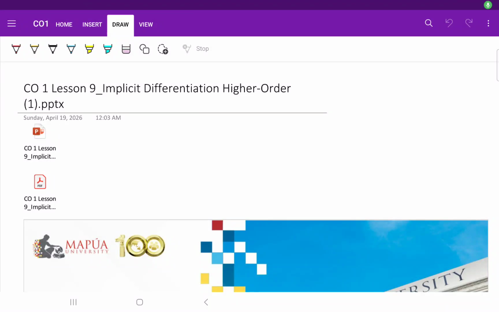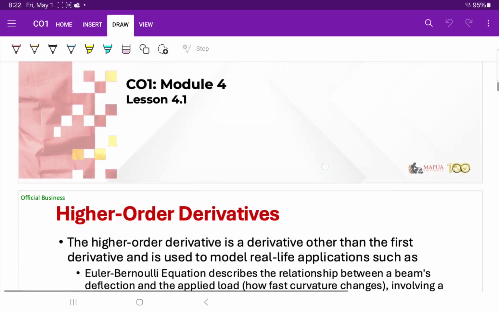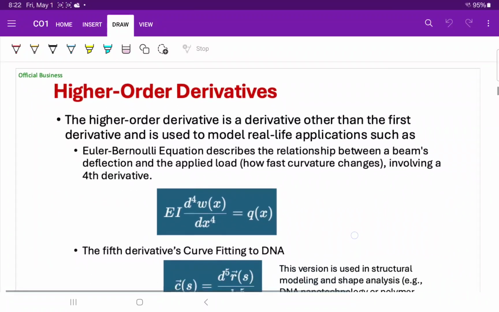Hello guys, this lesson is about implicit differentiation and higher order derivatives. So we start first with how we solve for higher order derivatives. Now, what is meant by these higher order derivatives?